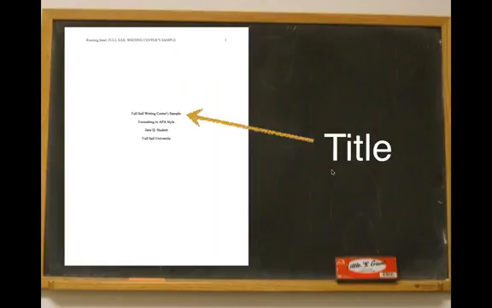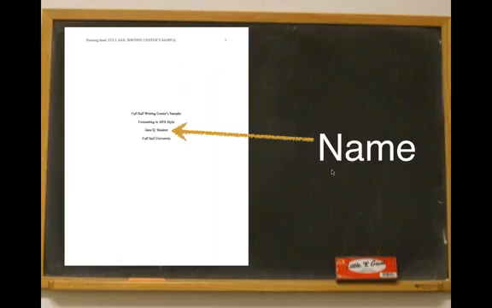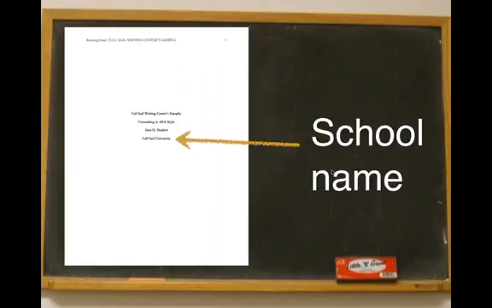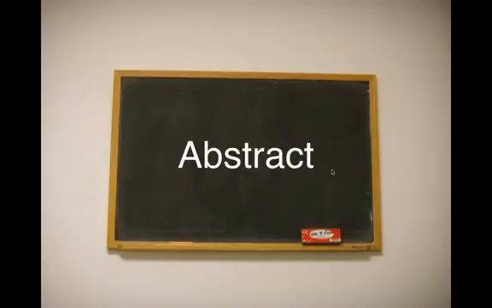Centered about halfway down the page, the title of your paper will appear on the first line. This should match the title that appears in your running head. Sometimes if your title is really, really long, you can shorten it for the running head. Then your name gets its own line, and then finally the name of your school gets the last line.